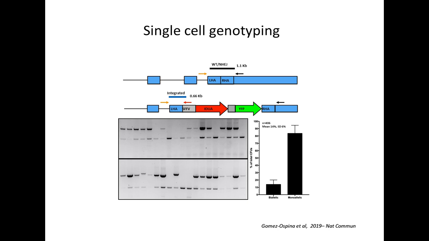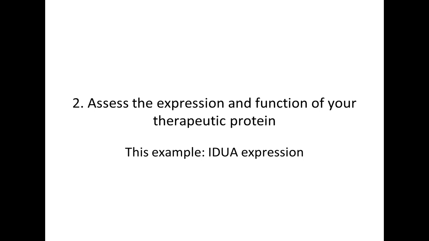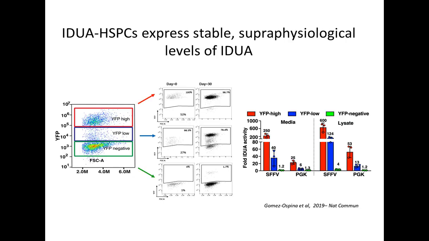So let's talk about how to check for expression of the therapeutic protein. In this particular example, we're looking for expression of a lysosomal enzyme. So here you can see that when you look at the cells, you have some cells that, based on reporter expression, are YFP high, low, or negative. We are assuming that the YFP high cells are the ones that have the integrated cassette, and we can demonstrate that by showing that these cells are being kept in culture for a really long time, and they will always express that reporter and the enzyme because this cassette is integrated in the DNA.